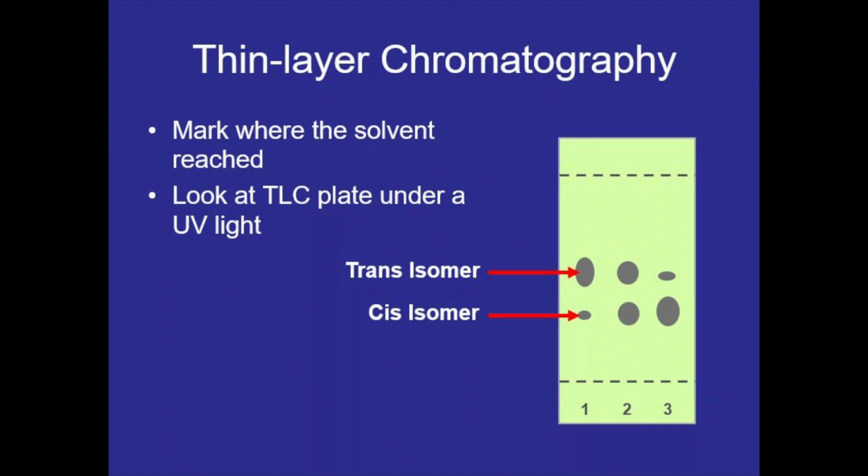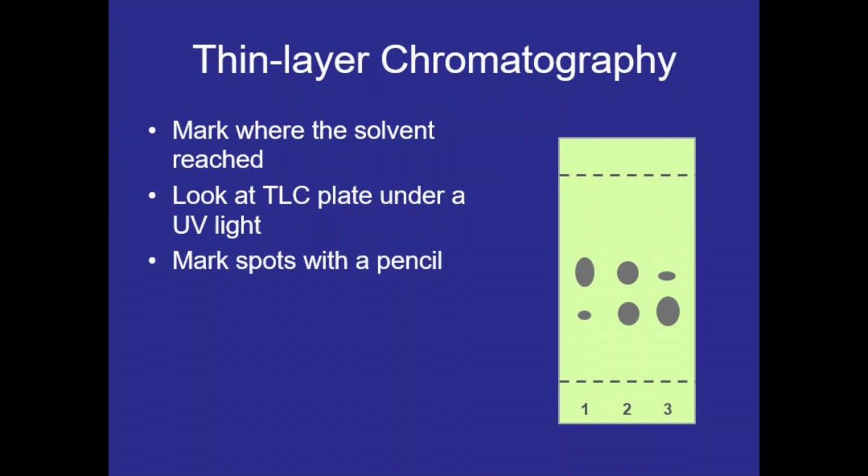And from this, we can see how the reaction progressed over time because the first spot that we made on the TLC plate contained a lot more reagent than product, but by the third spot, we're seeing a lot more product than reagent now. We'll want to mark all these spots with a pencil so that even when we're not looking at it under a UV light, we can still see where everything ended up.